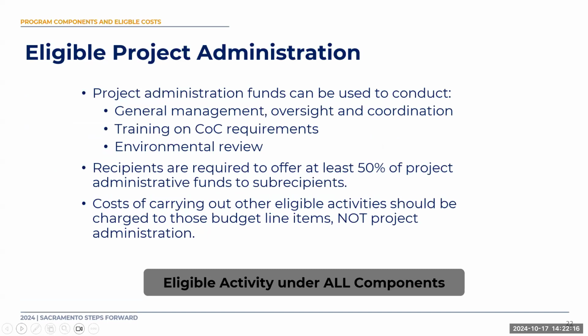Project administration funds can be used to pay for costs under three main categories. The first is general management, oversight, and coordination. The second is trainings. And the third is environmental reviews. As most of you already know, recipients are required to offer at least 50% of the project administration funds to subrecipients. And the cost of carrying out other eligible activities should be charged to those specific budget line items, not project administration.